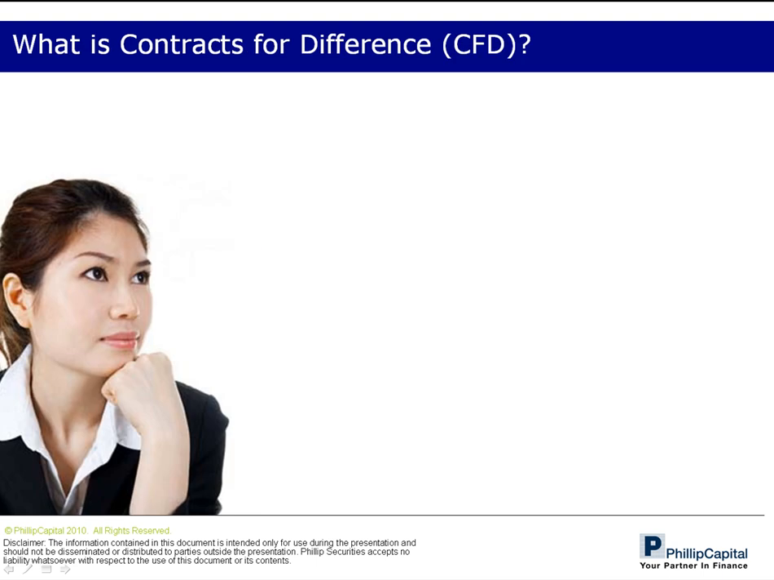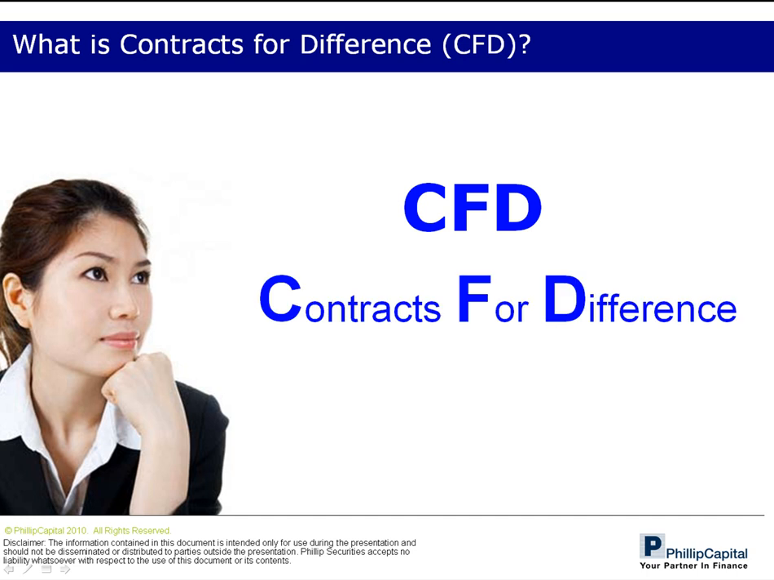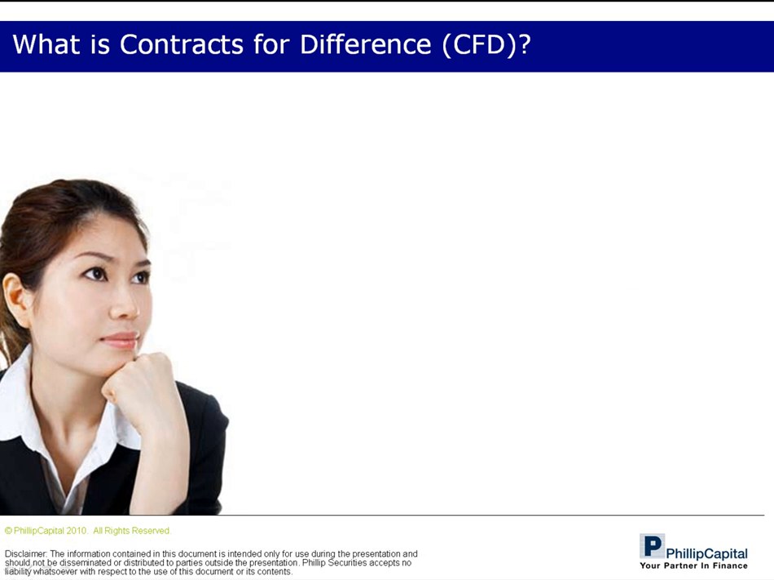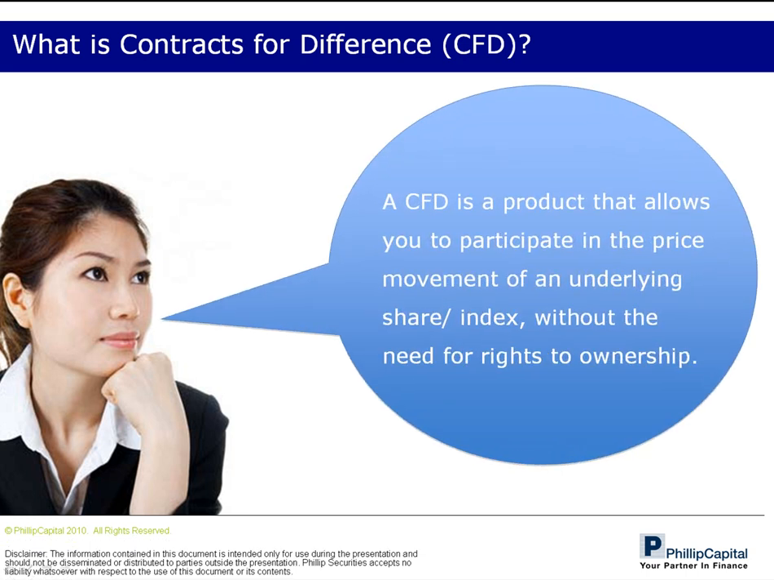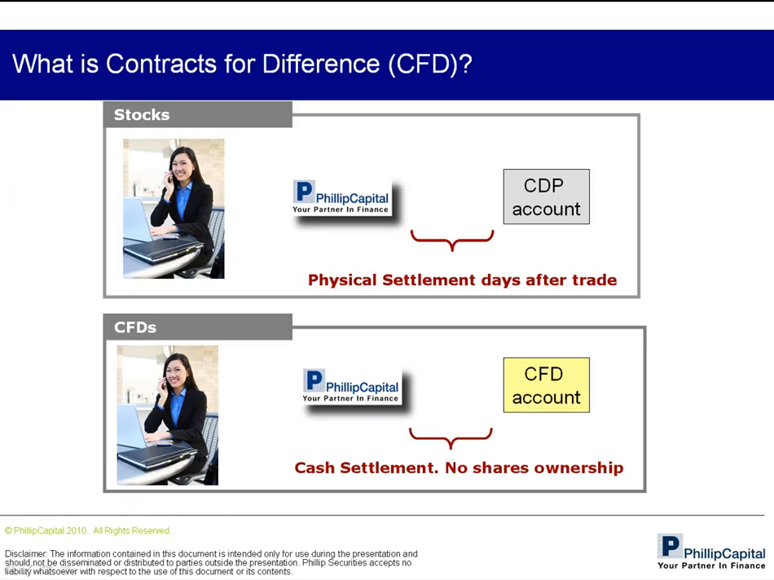What are contracts for difference and why should you trade them? CFD stands for Contracts for Difference. It is a simple yet powerful trading instrument that allows you to leverage on opportunities in the uptrend and downtrend markets. Simply put, CFD is a trading instrument that allows you to participate in the price movement of an underlying share or index without the need for rights to ownership.